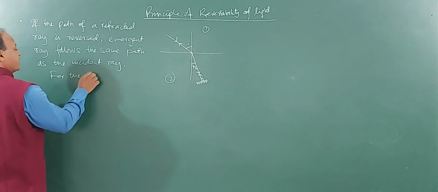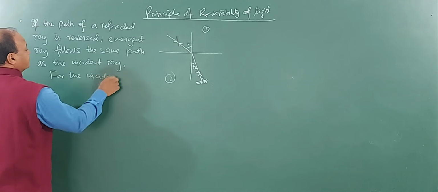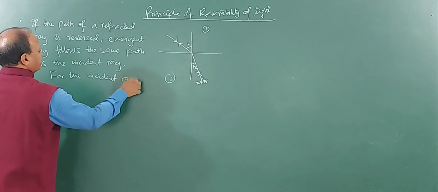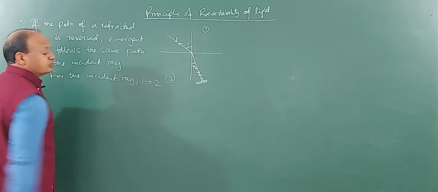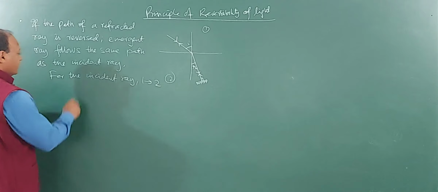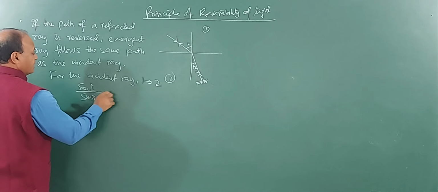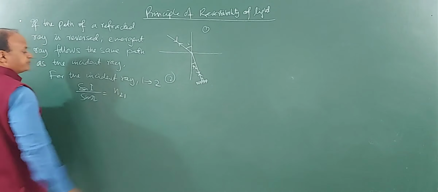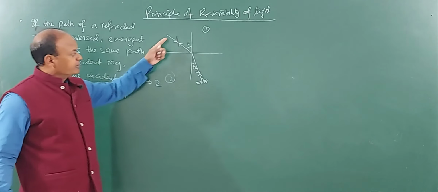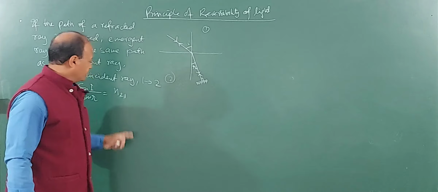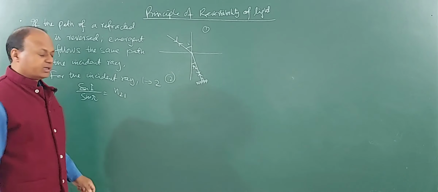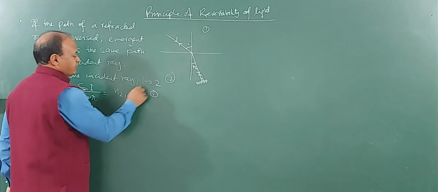For the incident ray, children, the ray is traveling from medium 1 to medium 2. And then I will be writing sin i divided by sin r is n21. Since the ray is going from medium 1 to medium 2, it will be the refractive index of medium 2 with respect to medium 1. And I will call this equation 1.